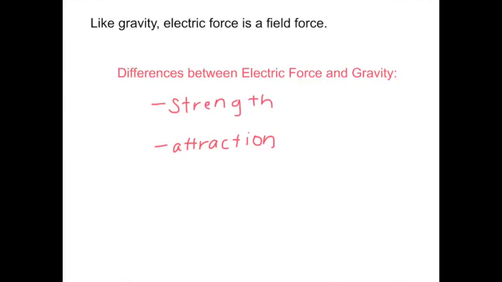The first is the relative strength. Electric force, even though it occurs on a very small scale, is relatively much stronger than gravity. The second difference is that gravitational force always attracts, whereas electric force can either attract or repel, which again depends on the sign of the two charges.